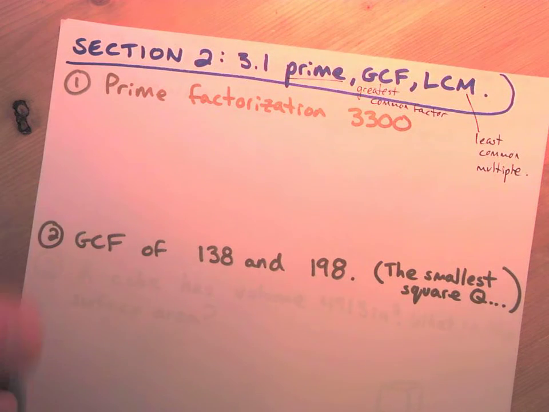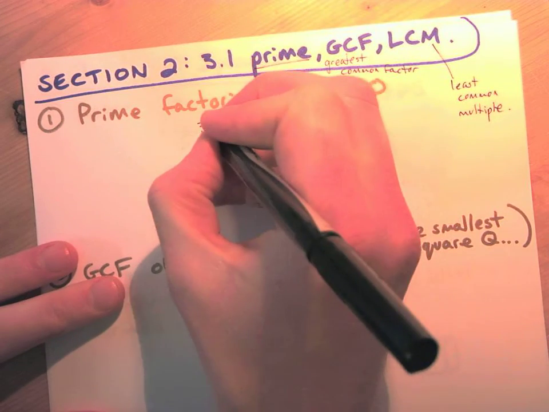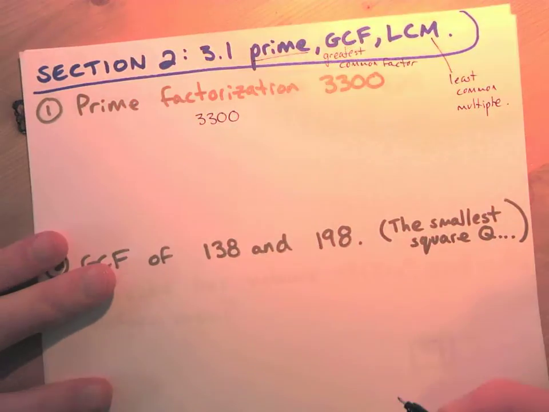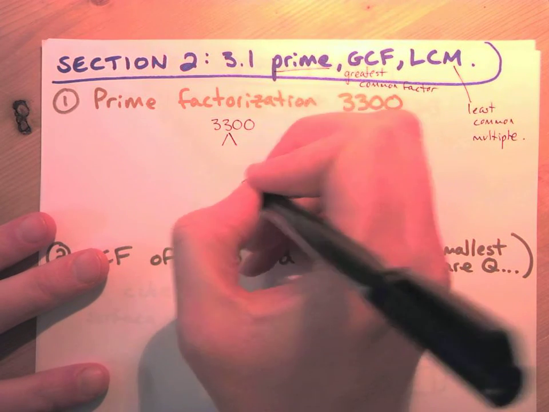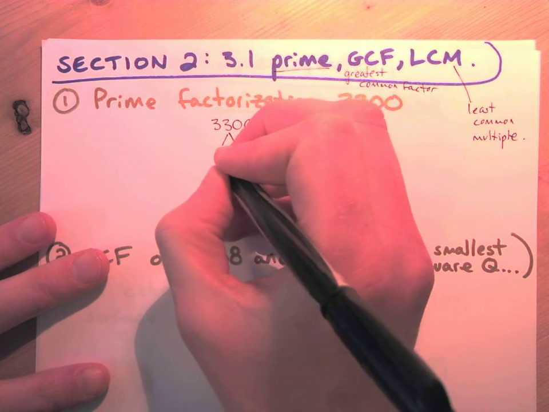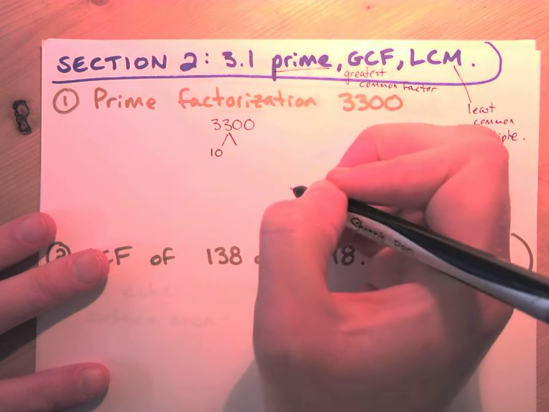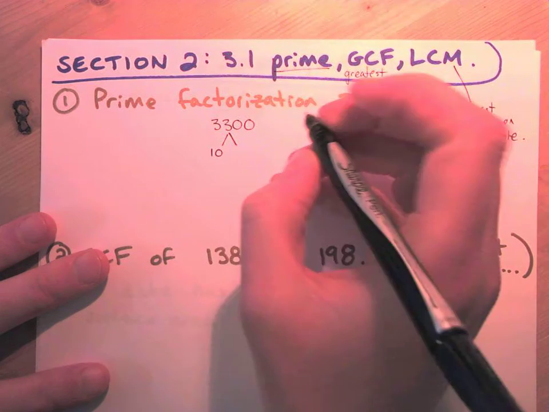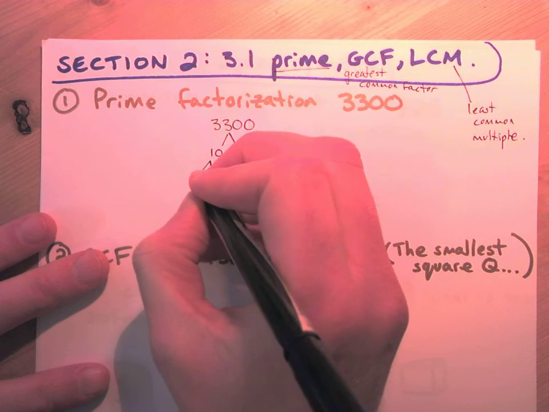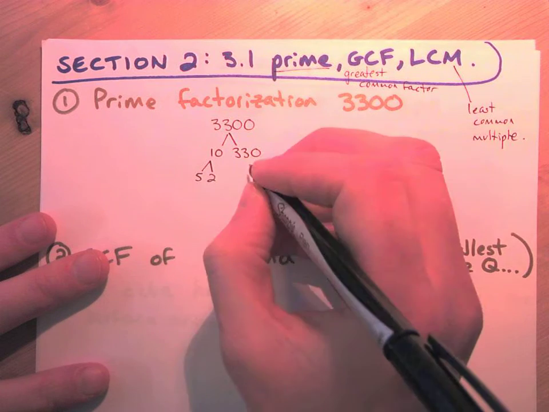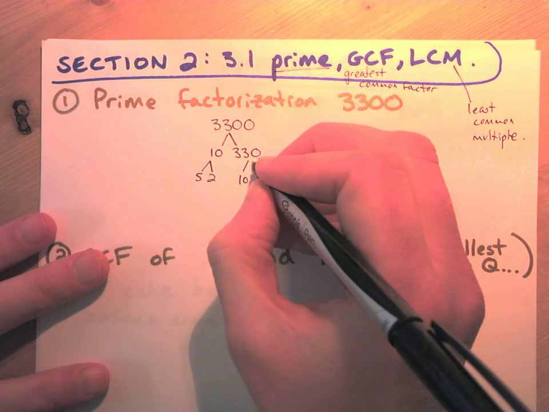Again, primes are numbers that cannot be divided evenly by any number except for itself and 1. Okay, so we have 3300, and to prime factor, you make a little tree. We want to see what goes into it. I know 10 goes into 3300, so I'm going to do that and 330. What goes into 10? I know 5 and 2 go into 10, and I know another 10 goes into 330.